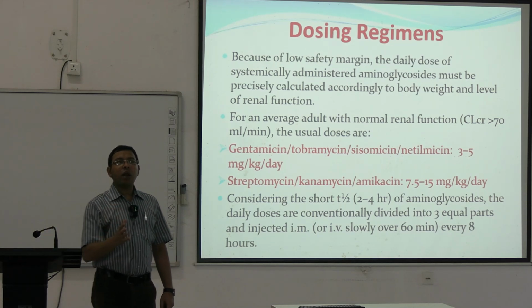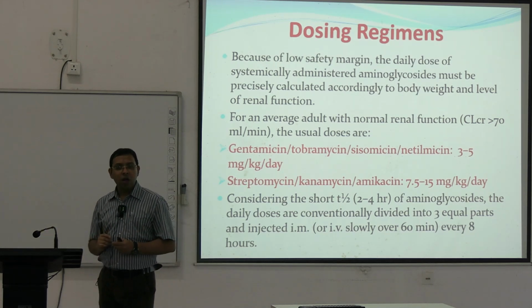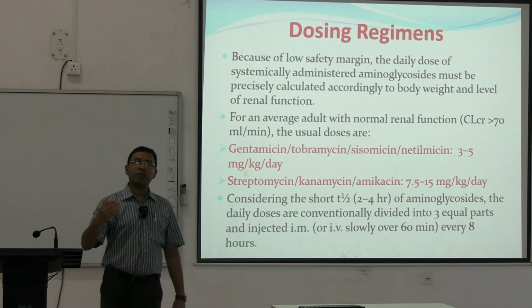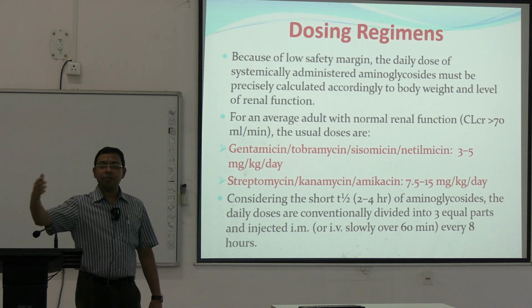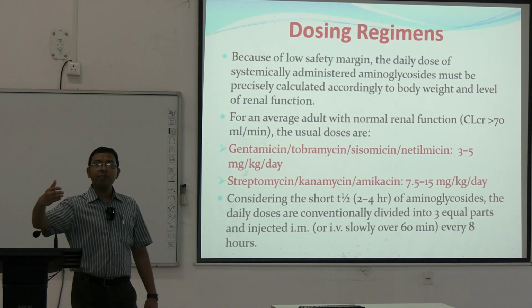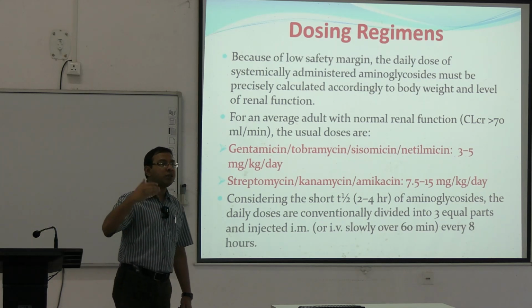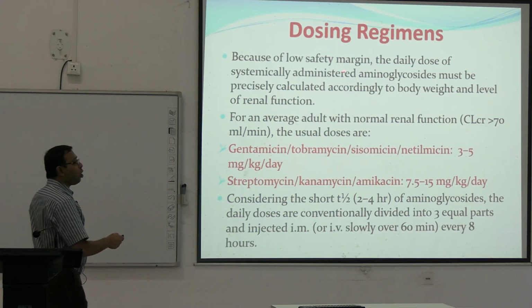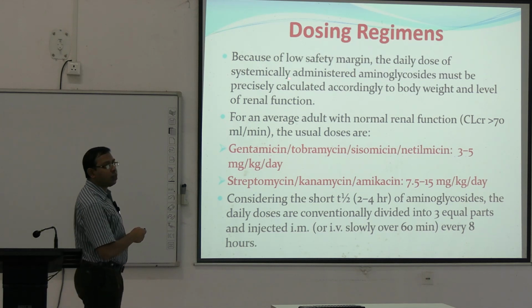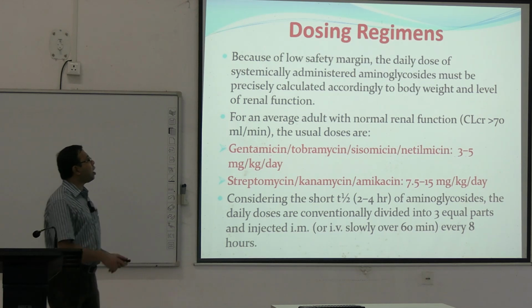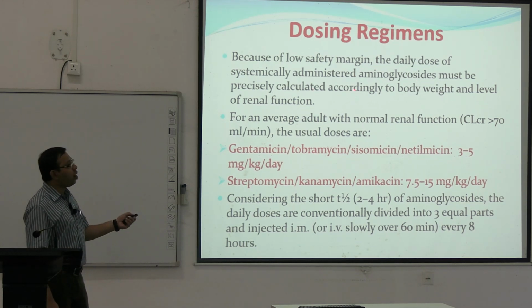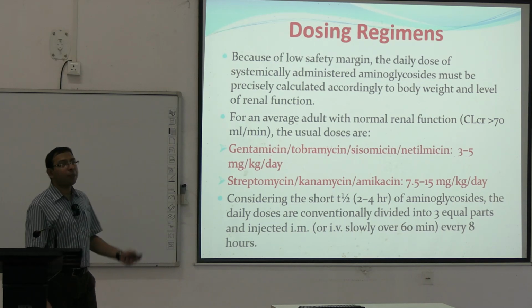But again, aminoglycoside is a very short half-life drug, so we have to use it at repeated times. But when we use aminoglycosides repeatedly, there will always be more chances of toxicity. So because of the low safety margin, the daily dose of systemically administered aminoglycoside must be precisely calculated according to the body weight and level of renal function.